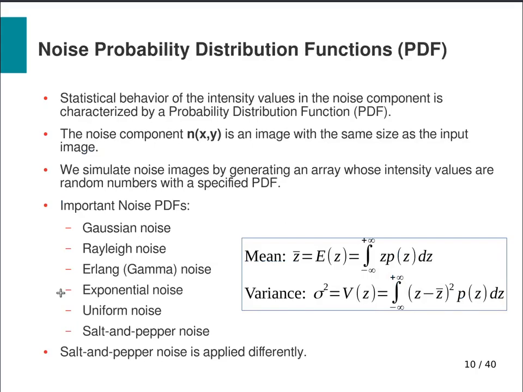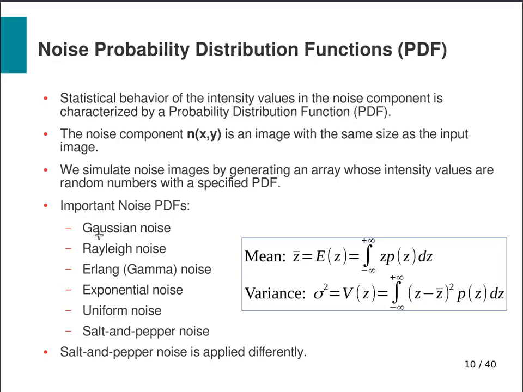So now what we do is that we can simulate noise images by generating arrays in which the PDF is some specified probability distribution function that is well known. There are some very important noise PDFs. We have the Gaussian noise, which you probably have seen or heard about before. We can have the Rayleigh noise, the Erlang or gamma noise, the exponential noise, the uniform noise, and finally the salt and pepper noise.